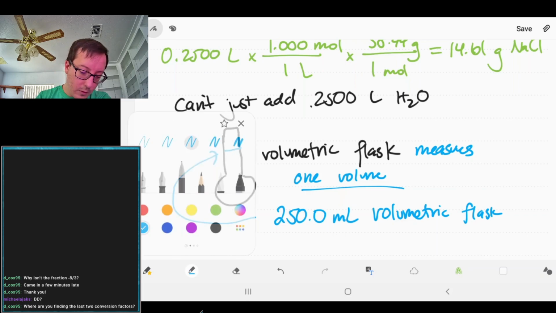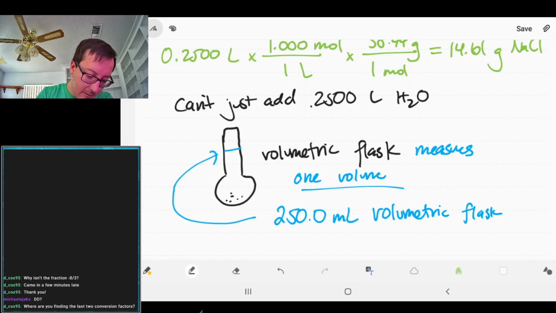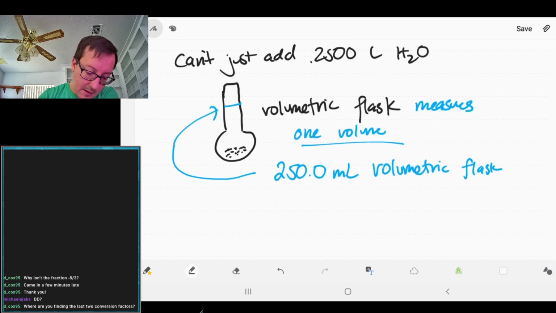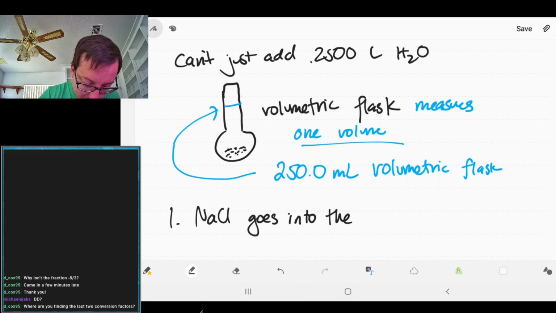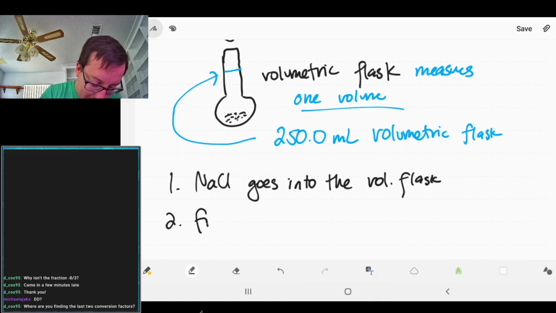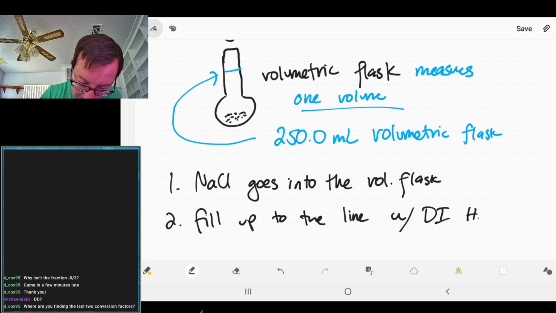So we are going to first put our solid in there, all of those salt bits. The sodium chloride goes in, and then we are going to fill up to the line with water, with deionized or distilled water.